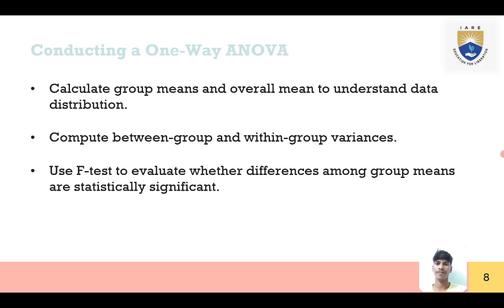Conducting a one-way ANOVA. Calculate group means and overall mean to understand data distribution. Then compute between group and within group variances. Use the F-test to evaluate whether differences among group means are statistically significant.